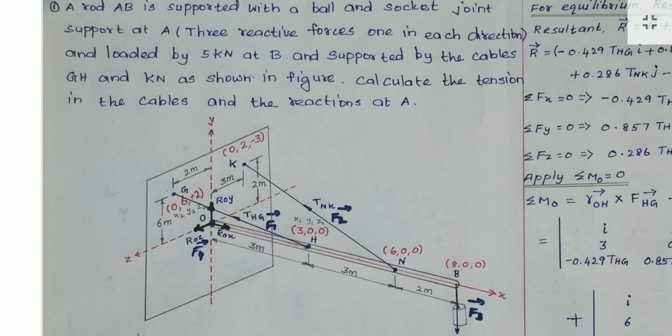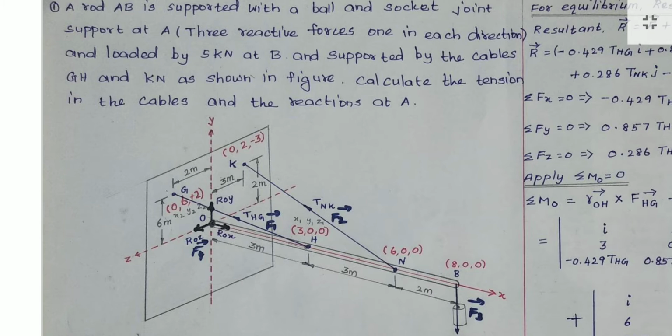Then y value, so vertical direction. So this 2 meter is marked over here, right? 2 meter distance, height. Towards up means positive, towards down means negative. So in the positive direction, so 2. Then z coordinate from this, so it is 3 meter, but it is in negative z axis. So it is minus 3.